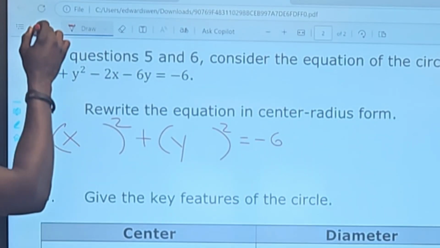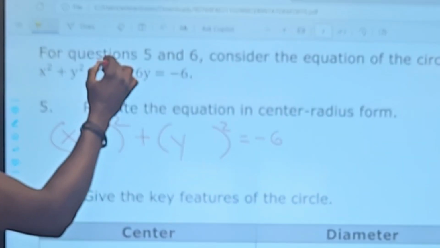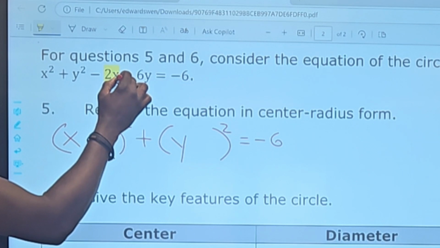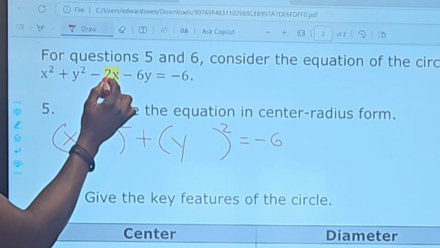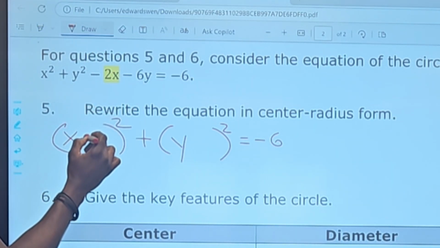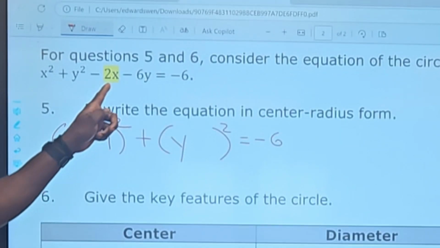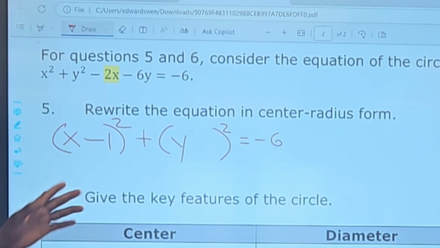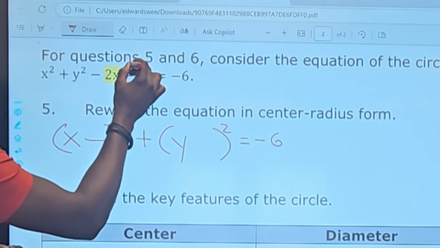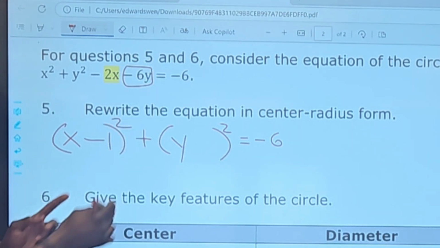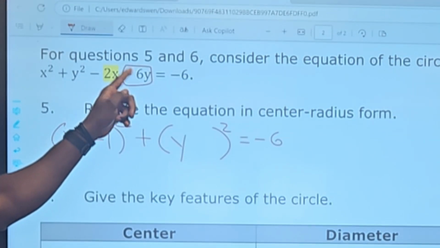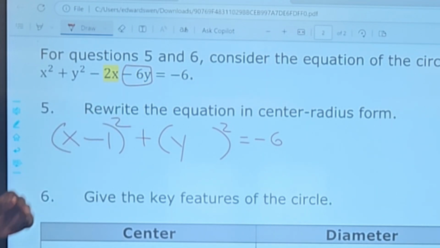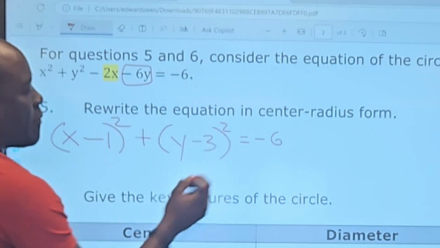The numbers that go here, for example, I'm going to focus on the x term here. So I'm looking at negative 2. A half of negative 2 will come beside the x. Remember, this is the x term. It's going to go beside the x. So negative 1 comes here. I'm going to take a half of this, which is negative 6. It's attached to the y, so it's negative 3. So I'm going to have negative 3 here.